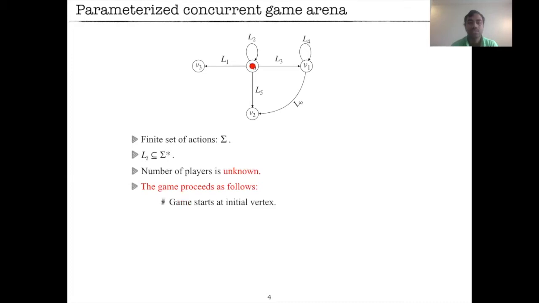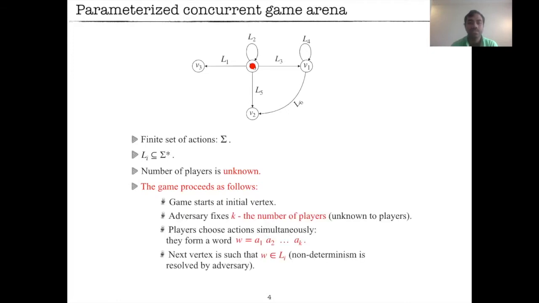So the game starts at the initial vertex. Here again, for example, suppose it's V0, which is denoted with a red token on it. Then the adversary fixes some K, that is the number of players, and those K players choose their actions simultaneously. And this forms a word W, which is nothing but A1 up to AK. And the next vertex is such that this W belongs to Li. For example, at V0, if this W belongs to L3, then the game goes to V1.